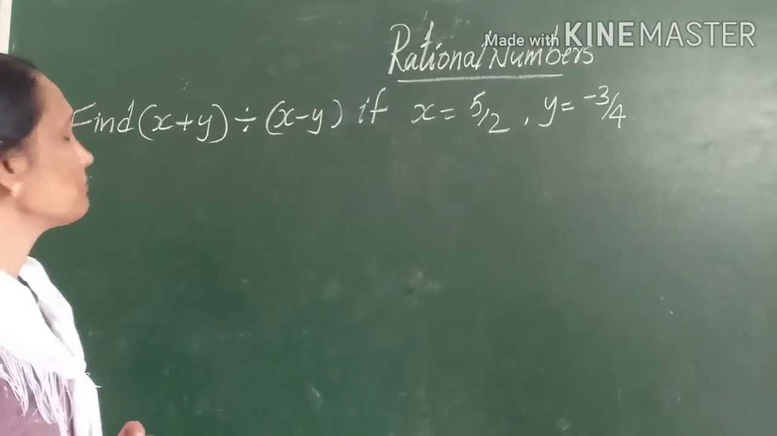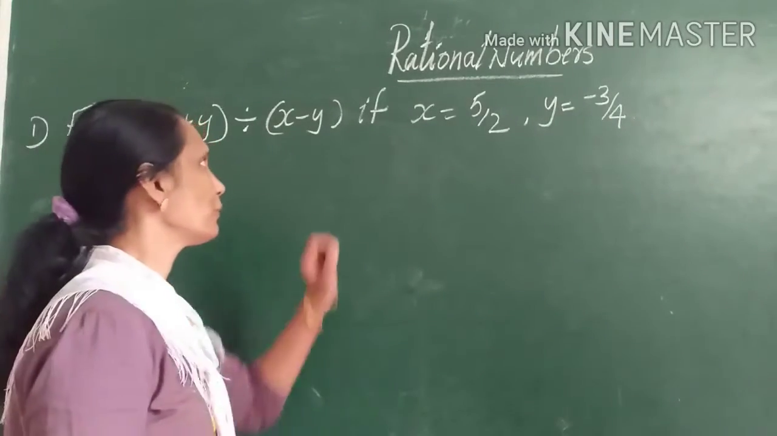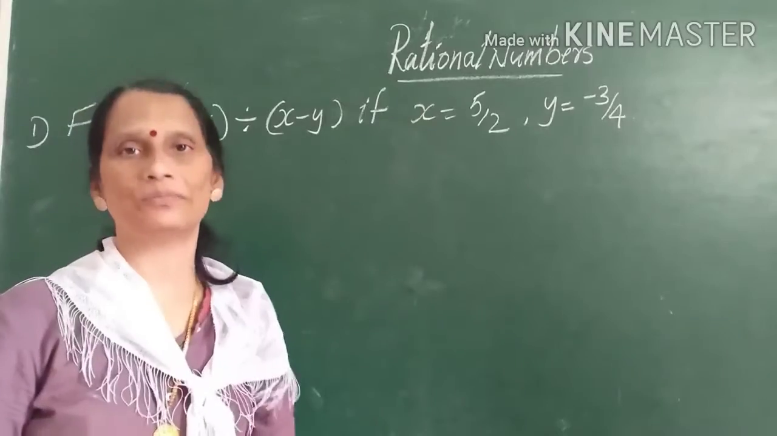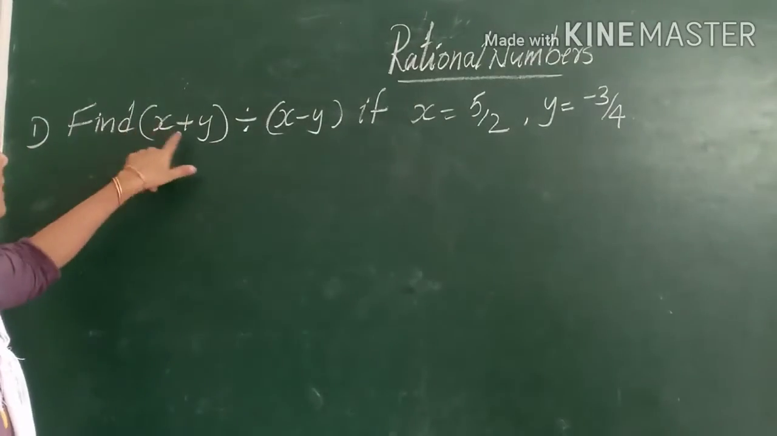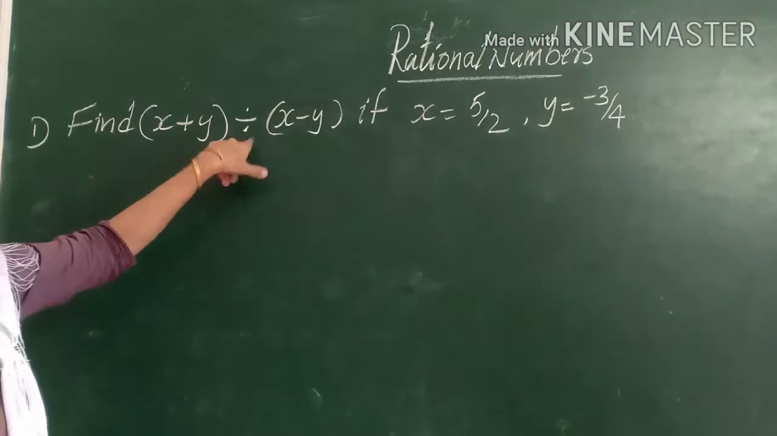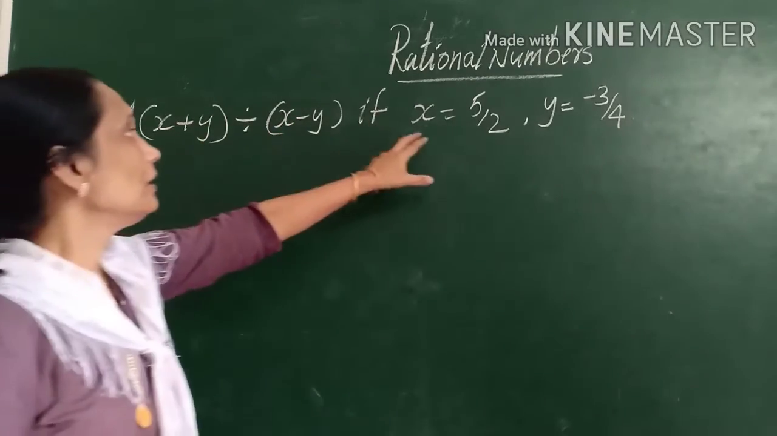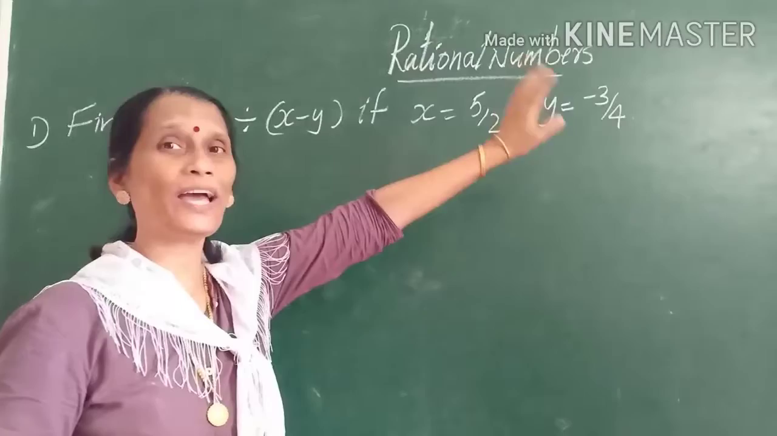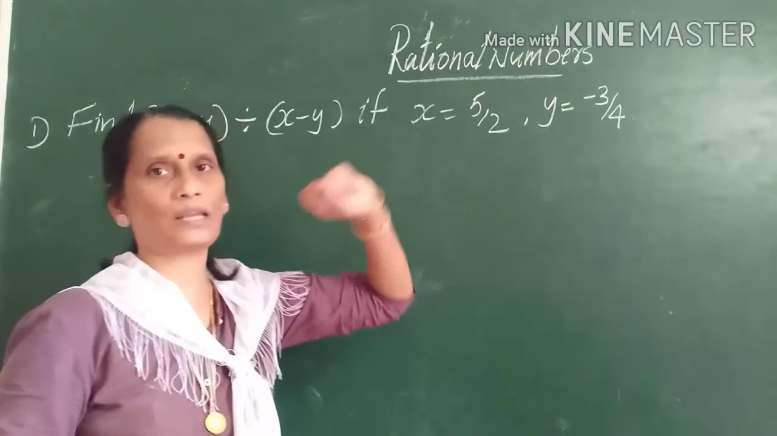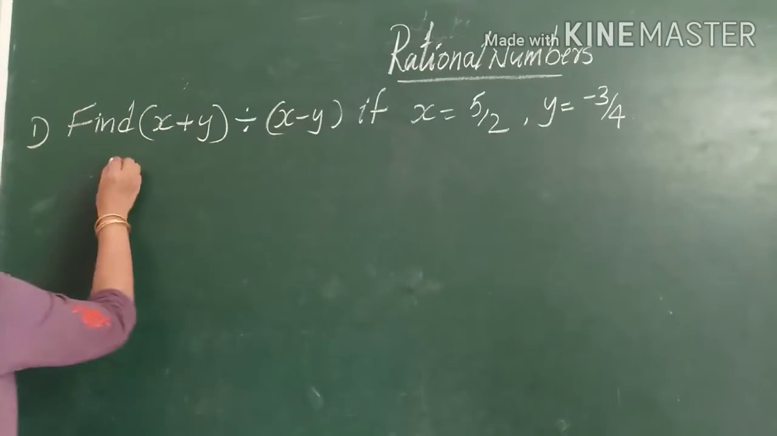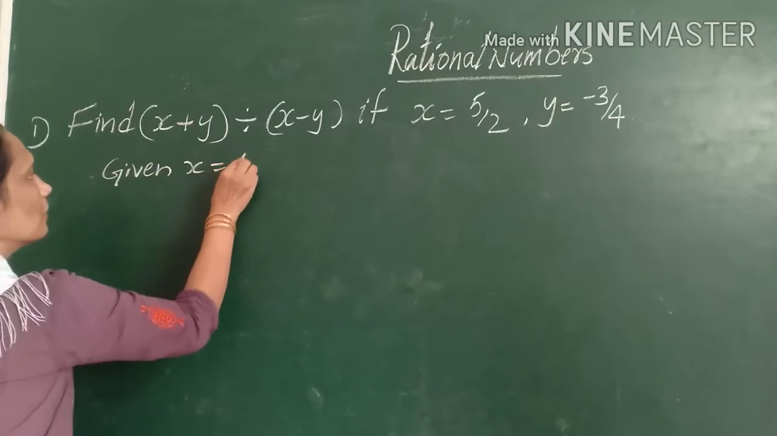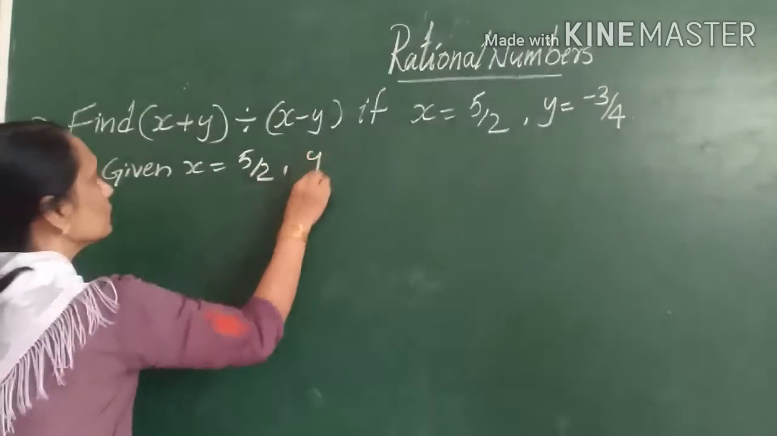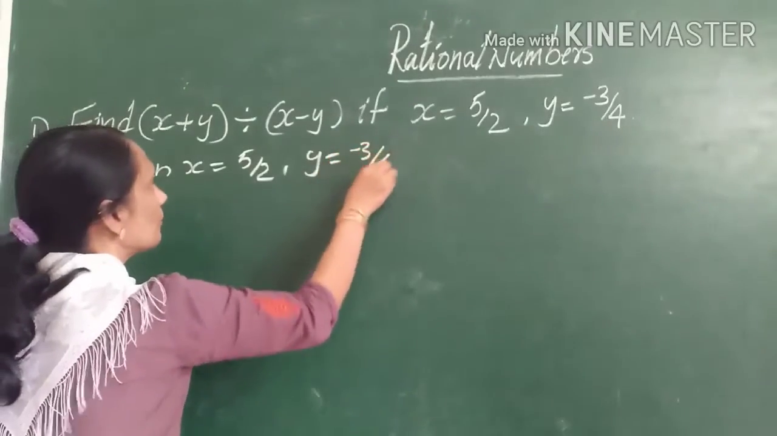Let us discuss some more problems from the last exercise of your lesson, rational numbers. Okay, let us go on with this question. Find (x plus y) divided by (x minus y) if x is equal to 5 by 2 and y is equal to minus 3 by 4. So given x equal to 5 by 2 and y is equal to minus 3 by 4.